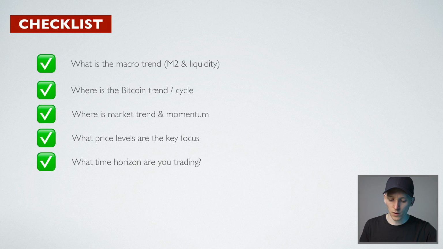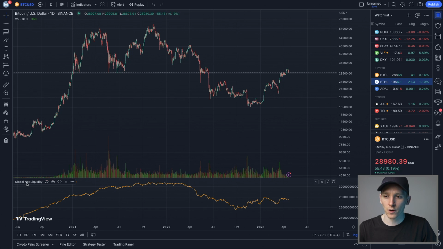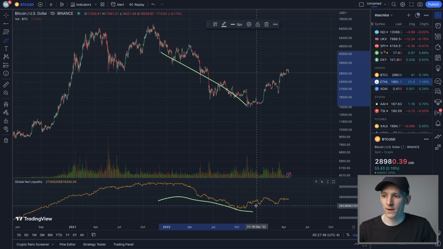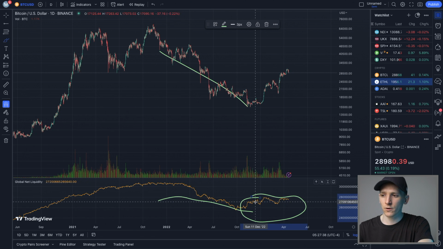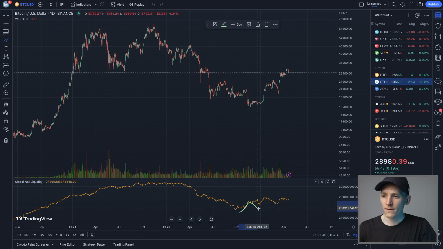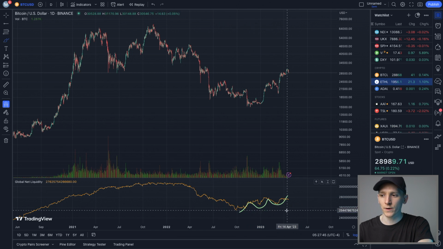So the first one is, what is the macro trend, M2 and liquidity? So just go to the chart. We've got global net liquidity here. We've been having a huge drawdown and a massive bear market. Things have changed though. It seems like global liquidity is making higher highs. This may change, and higher lows, as you can see. So potential uptrend in global net liquidity.